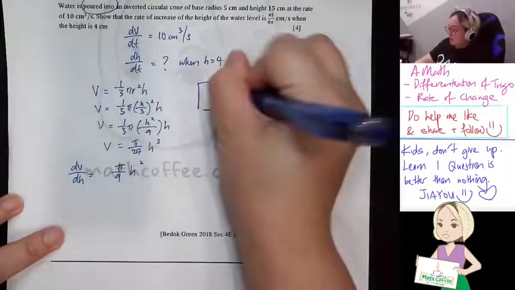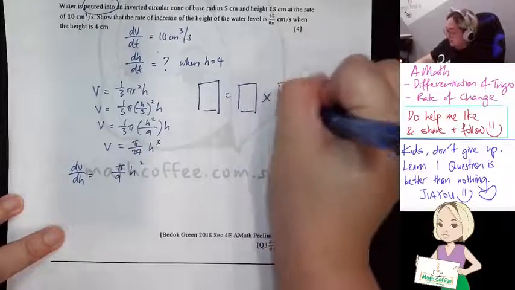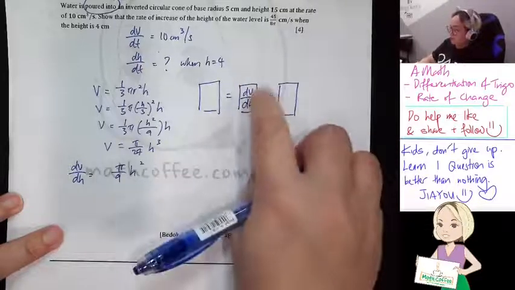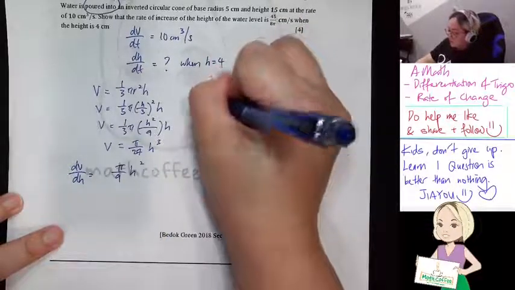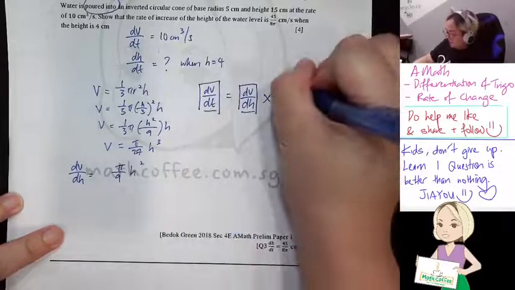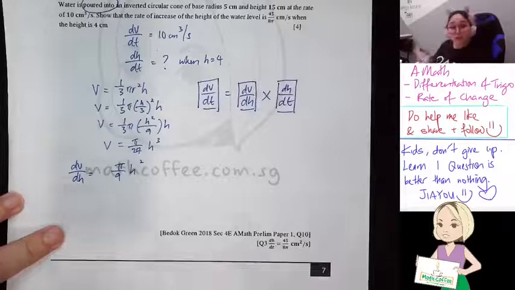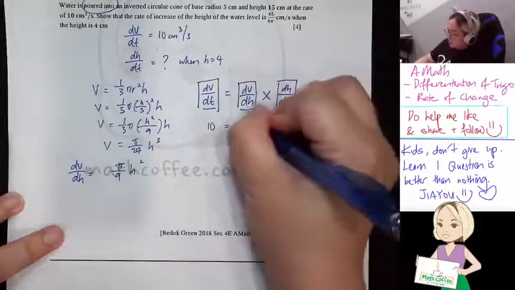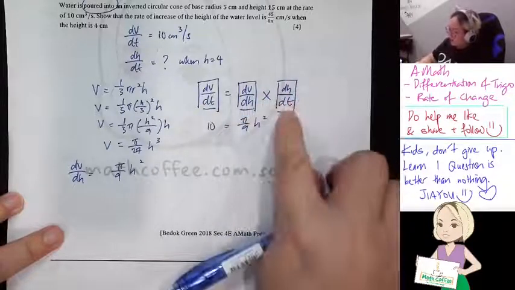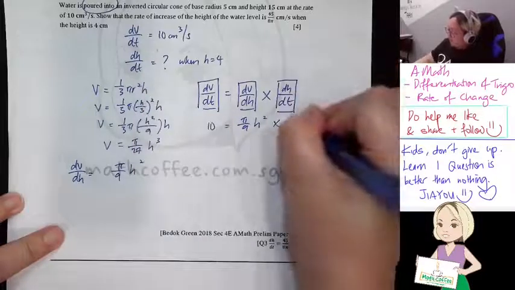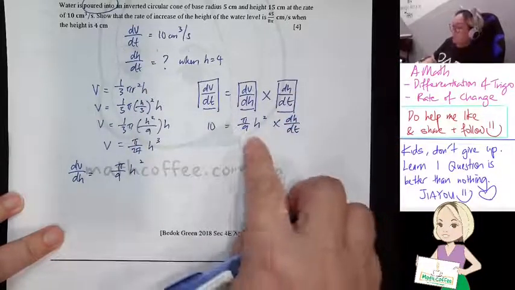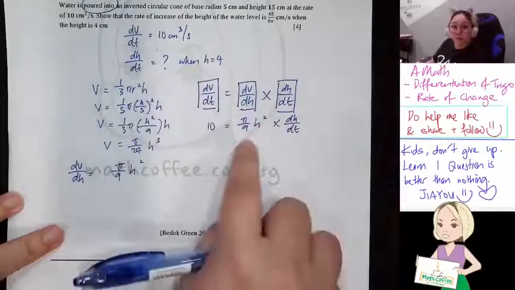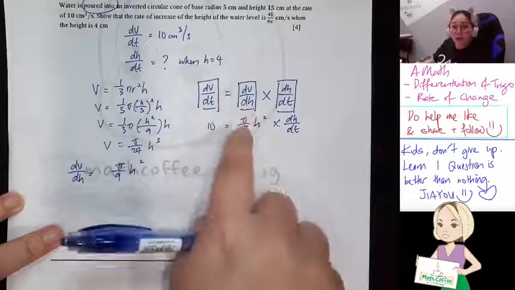Again, something equals to something times something. Throw in my dV/dH. Look at the numerator dV, so this side will be dV/dt, and this side will be dH/dt. Throw in the numbers that you have. dV/dt is 10, I put it in. dV/dH is pi over 9 H squared. dH/dt is the one that you're supposed to find, so I leave it as dH/dt. And remember, they asked me to find dH/dt when H equals 4. This one is very straightforward. Why? Because over here, I can straight away sub in my H equals 4.